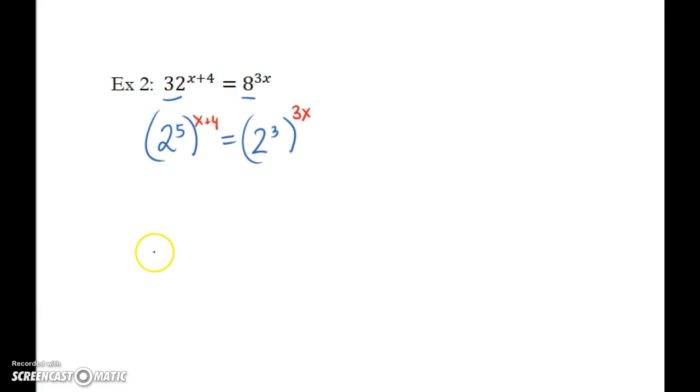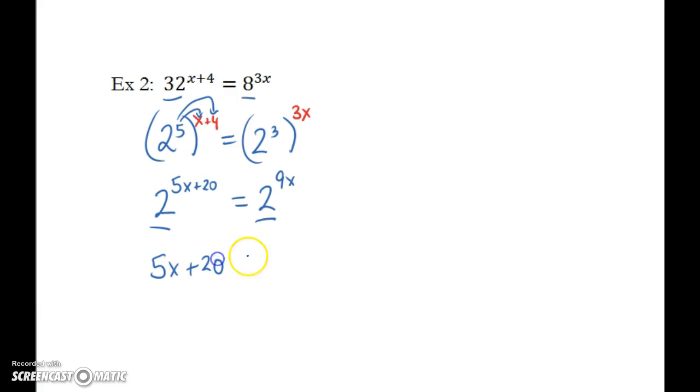Now in our previous videos we learned that when we have a power raised to a power, we are allowed to multiply those powers together. When you're multiplying, don't forget we're distributing the 5 to both the x and the 4. So our new power on 2 is 5x plus 20, and our new power on the other side is 9x. Now that we have established equal bases, we consider exponents equal to each other. 5x plus 20 equals 9x. Subtract 5x from both sides, we get 4x. Divide by 4, we get x equals 5. That is our solution. Again, go back and plug in if you want to check.